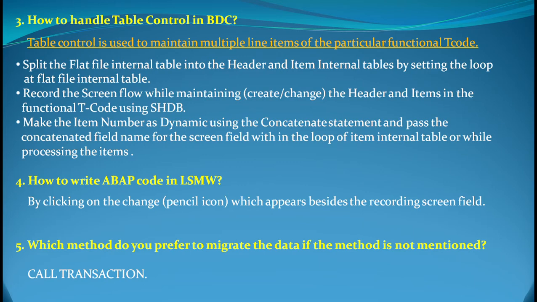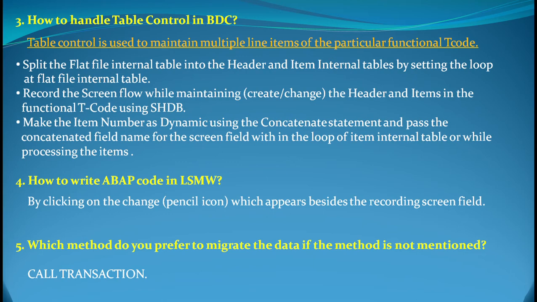Now the next probable question is, how do you handle table control in BDC? Talking of BDC level conversion, which is another variant of data migration, here table control is generally used to maintain multiple line items. It's not for a single line item, this is for multiple line items of a particular functional T code, that is BDC. And you also use SHDB. You have different T codes that are involved here.